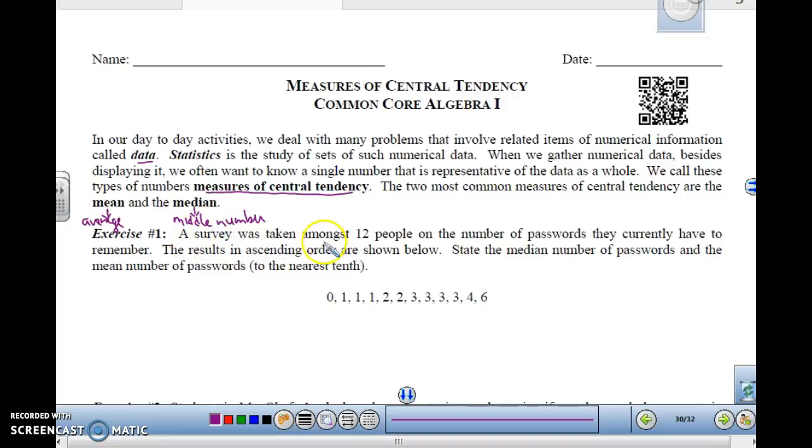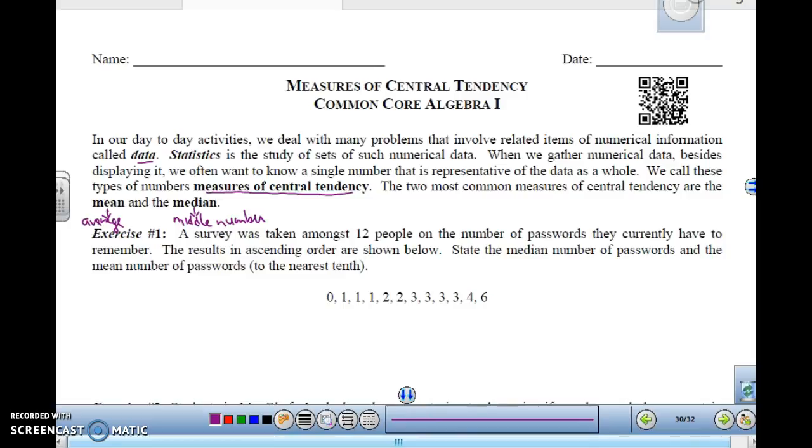A survey was taken amongst 12 people on the number of passwords they currently have to remember. The results are shown below. State the median number of passwords and the mean number of passwords to the nearest 10th. Now normally for the mean, we would add all these up and then divide by 12 because there's 12 numbers there. So we're going to have the calculator do that for us, and we're also going to calculate the median. The median, remember, is the middle number.